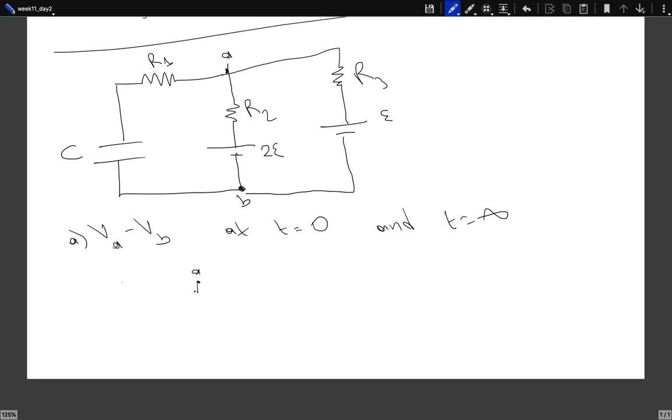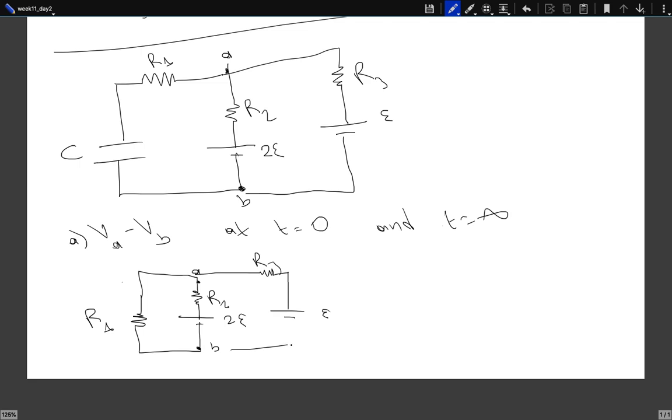This is the point A. We have the resistance R2, the EMF source twice epsilon. This is the point B. We have another resistance R1, the point A. And here, epsilon, R3. So this is our circuit at t equal to 0.